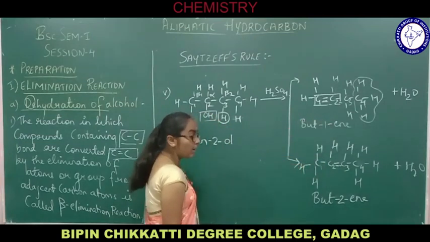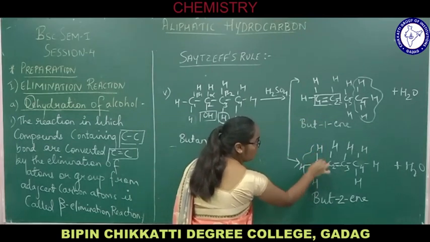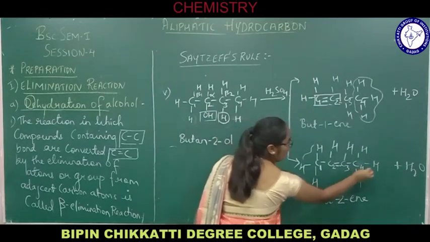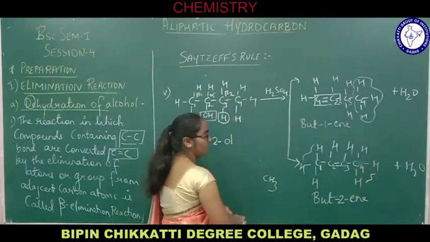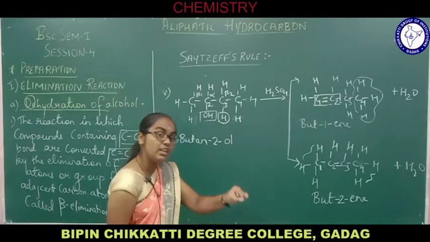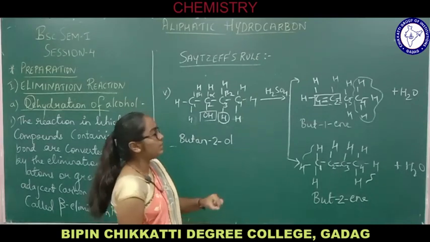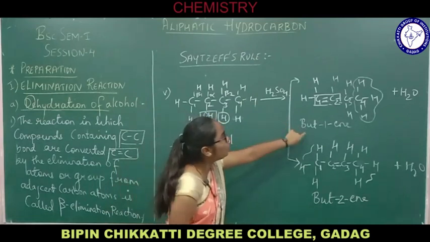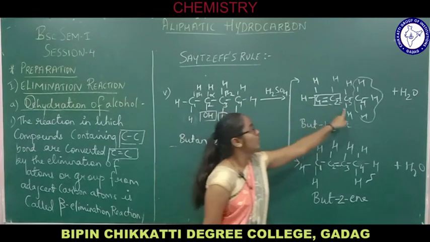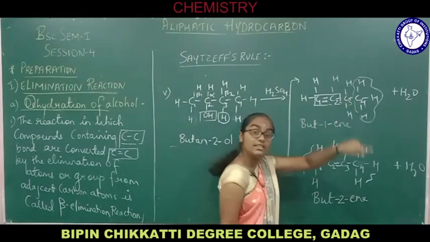Whereas in product 2, you can see one methyl group, carbon number 1, CH3, and here also CH3 is there across the double bond. So you can see, across the double bonded carbon atoms, if a product has a greater number of alkyl groups, then that product is considered to be the major product. So in but-1-ene, only one alkyl group is attached. You cannot consider CH2 as an alkyl group. No, CH3 is an alkyl group.